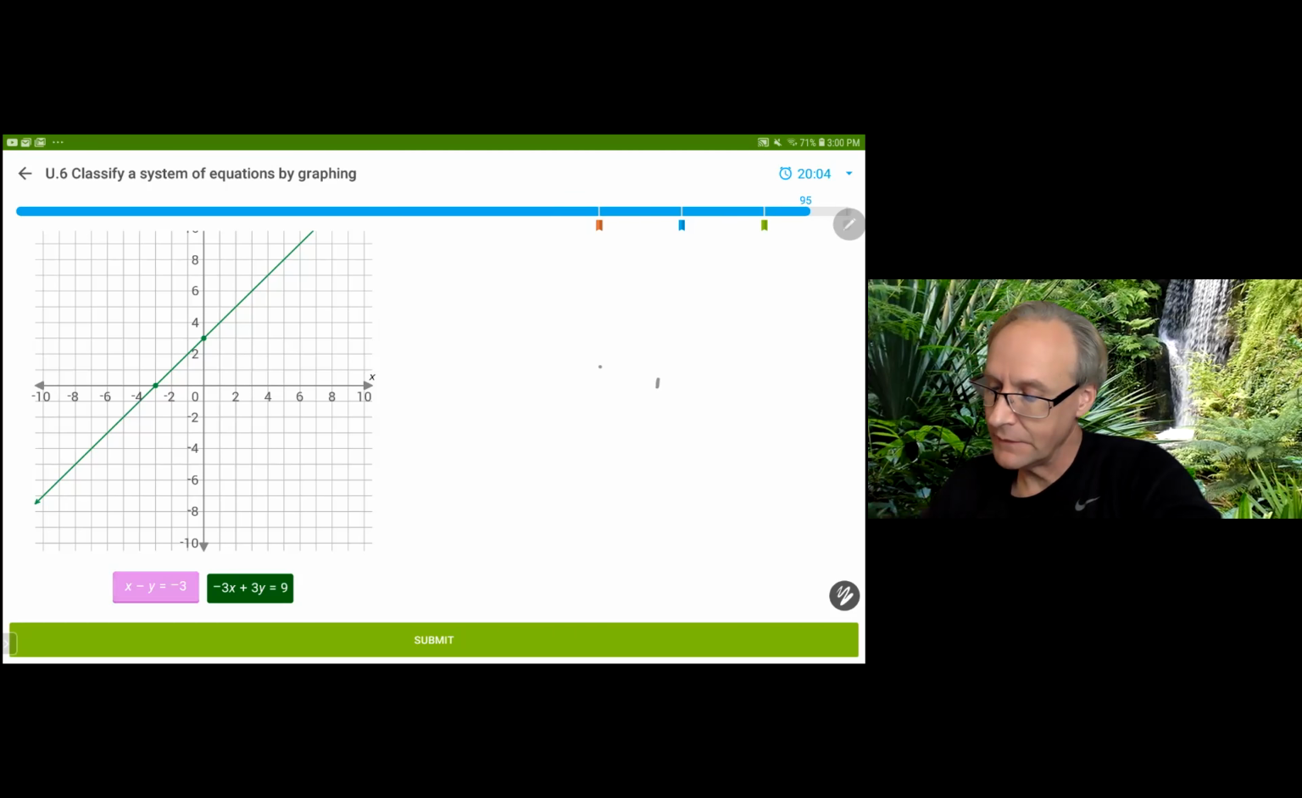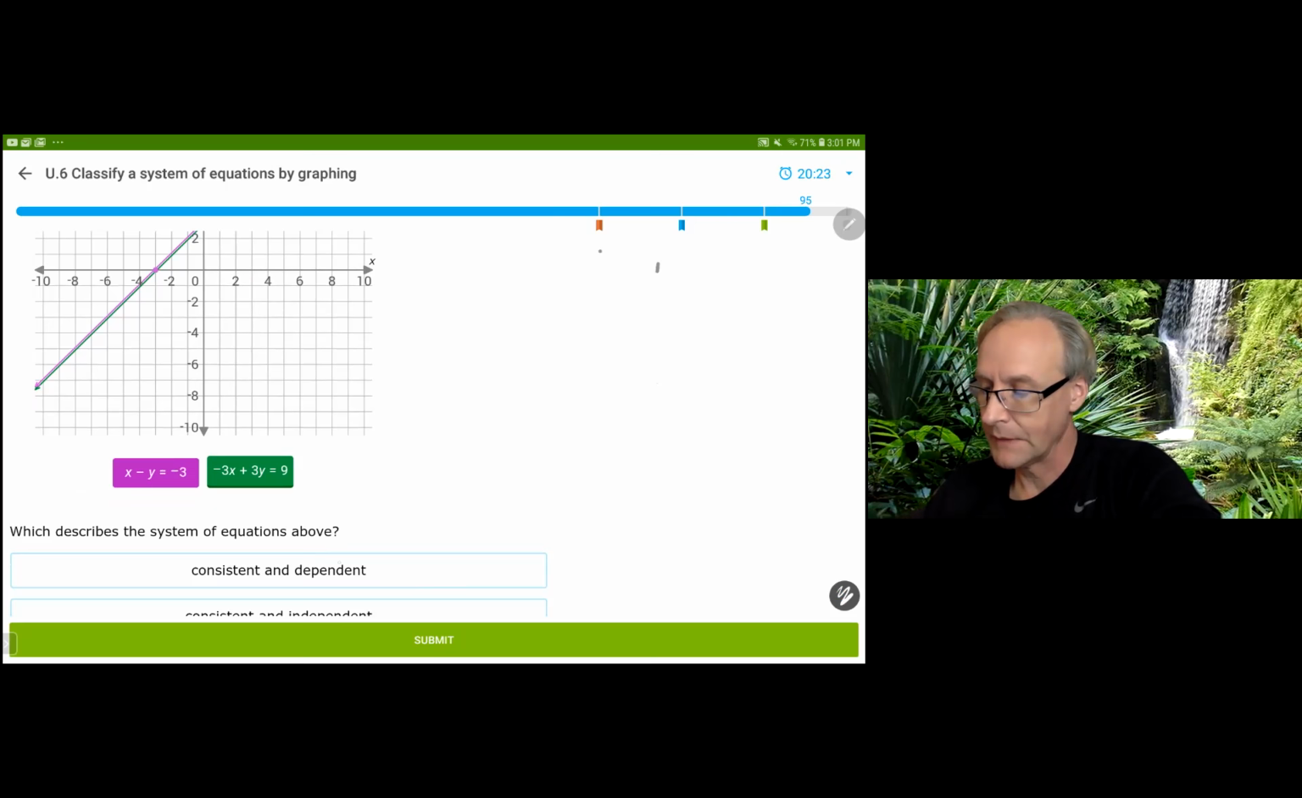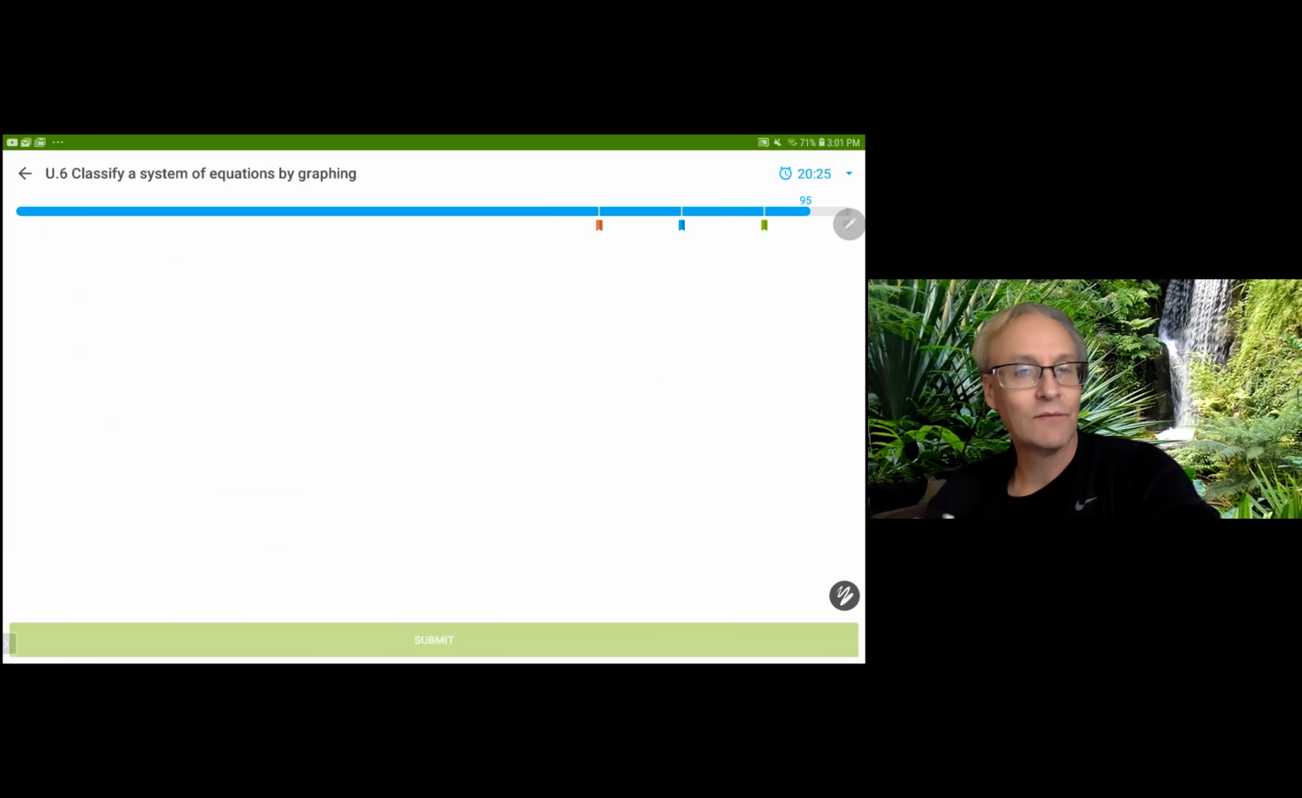Now I'm going to graph this equation in purple using the intercepts. If x is 0, y is 3, isn't it? And if y is 0, x is negative 3. Just right there. Notice they're on top of each other, and that's the dependent and consistent. And we have one more, it looks like. Oh, two more. Shoot.